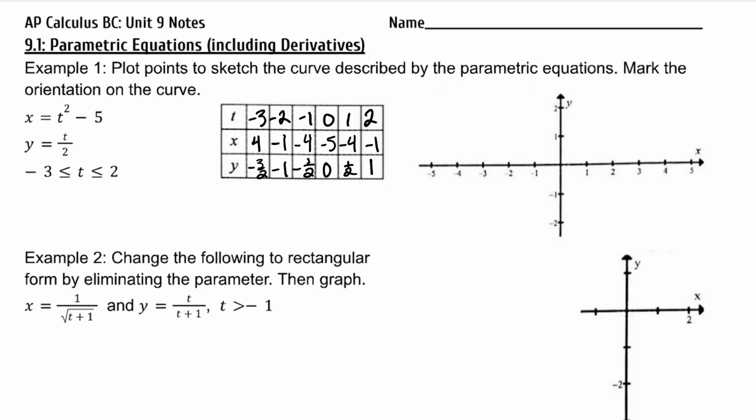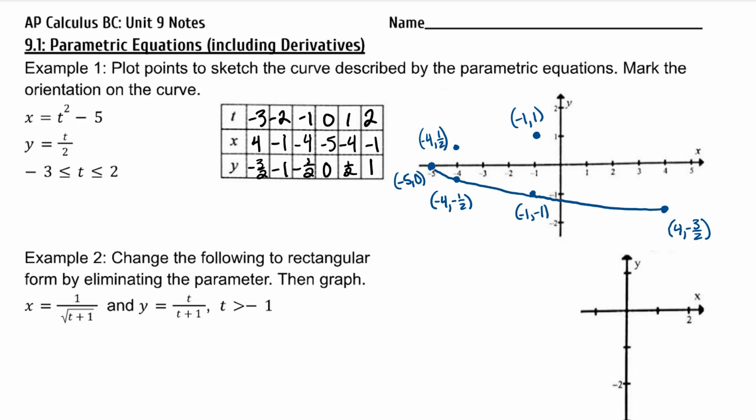Let's go ahead and plot the points, starting with t equals -3. To mark the orientation on the curve, we started at this point for -3, -3/2, and we continued over till we got to -1, 1. So the orientation would be going to the left until we reach -5, 0, and then we're going back to the right.